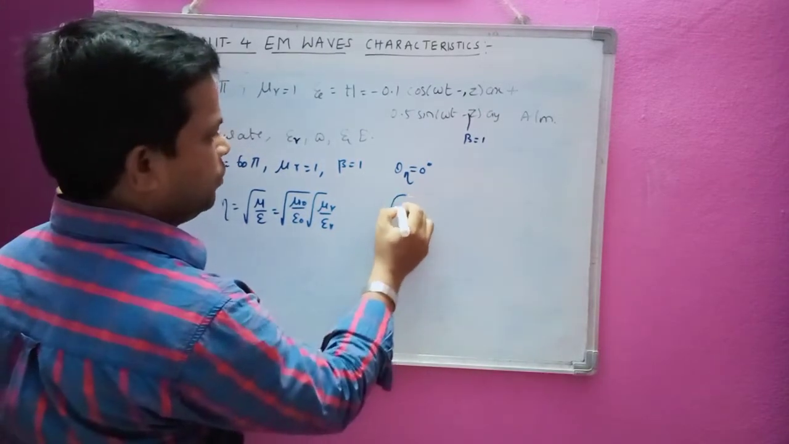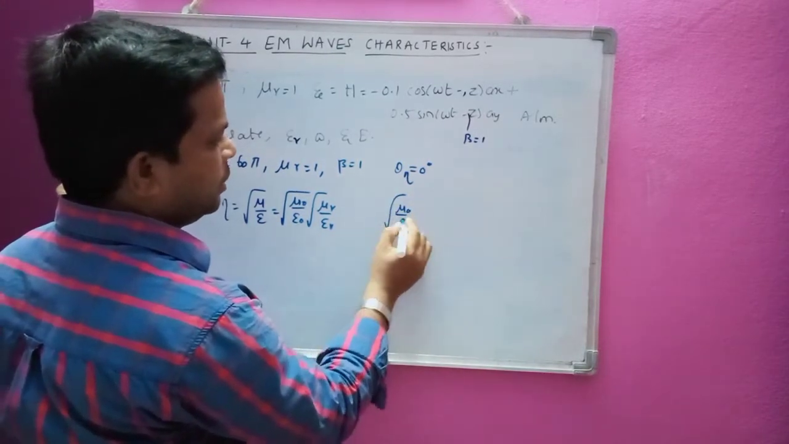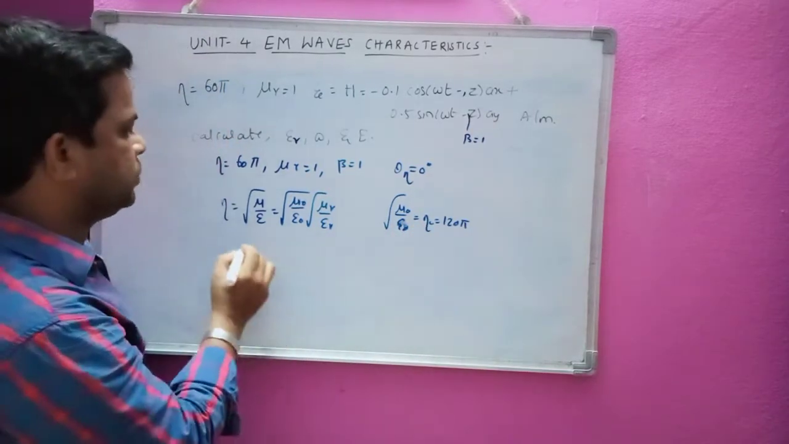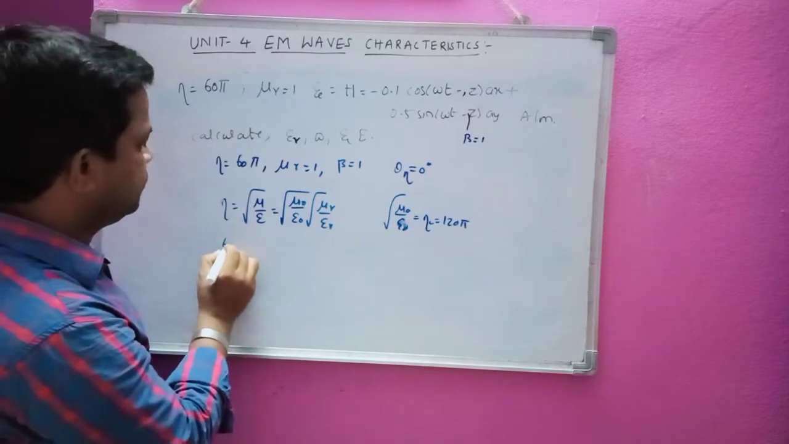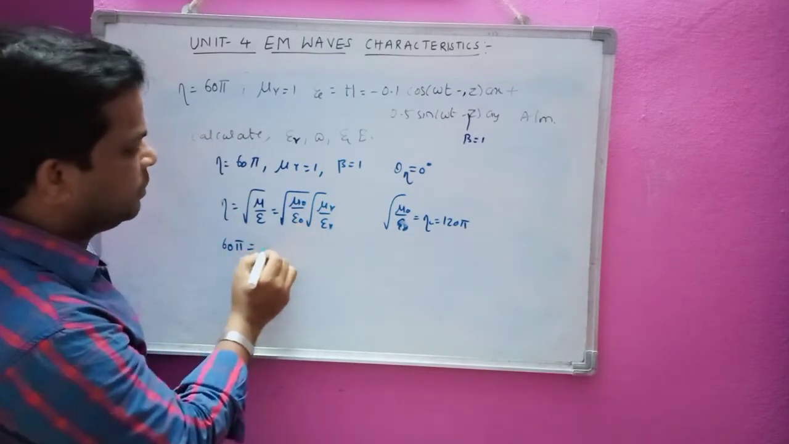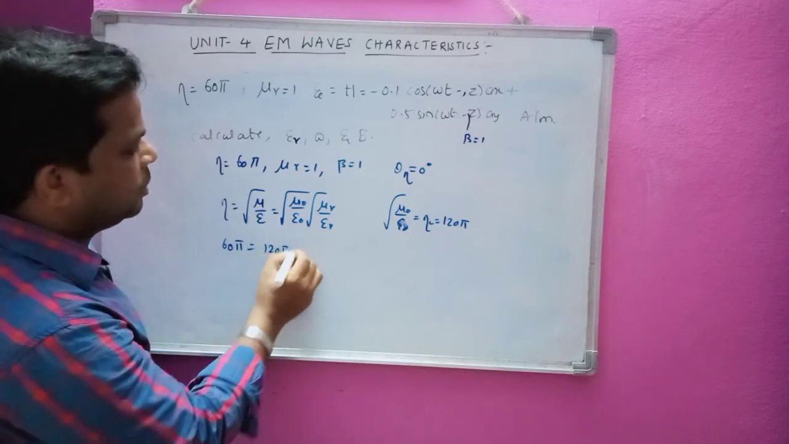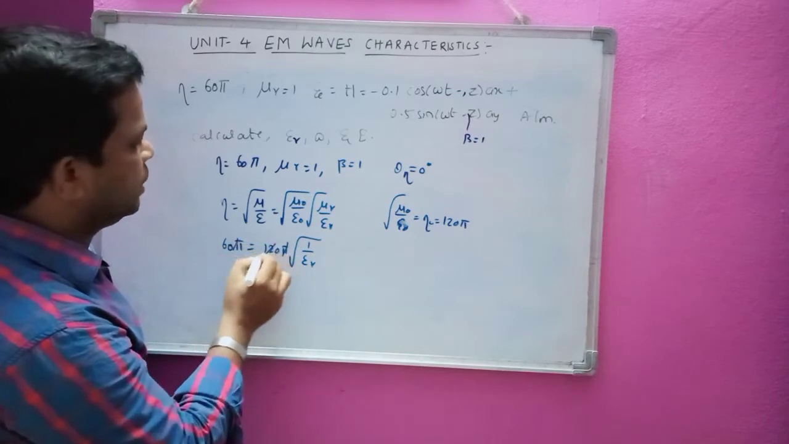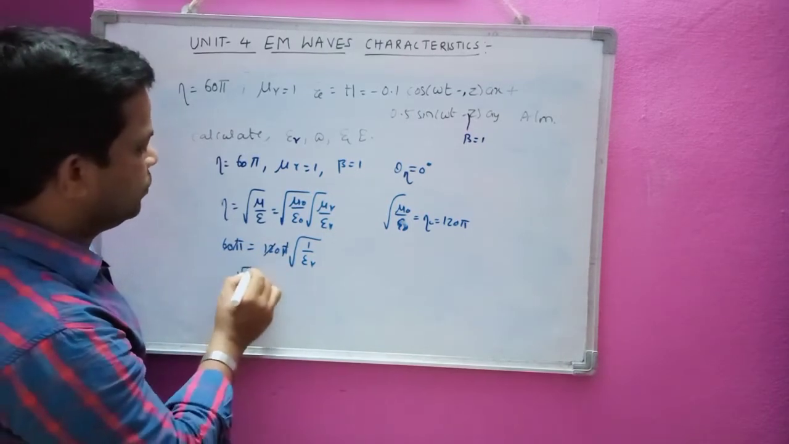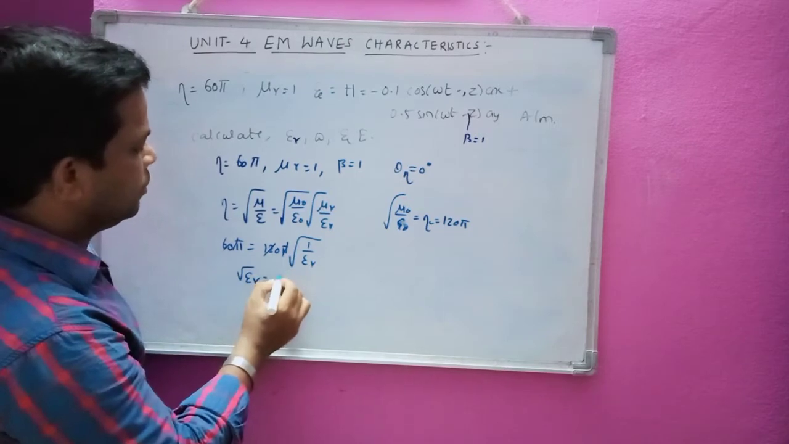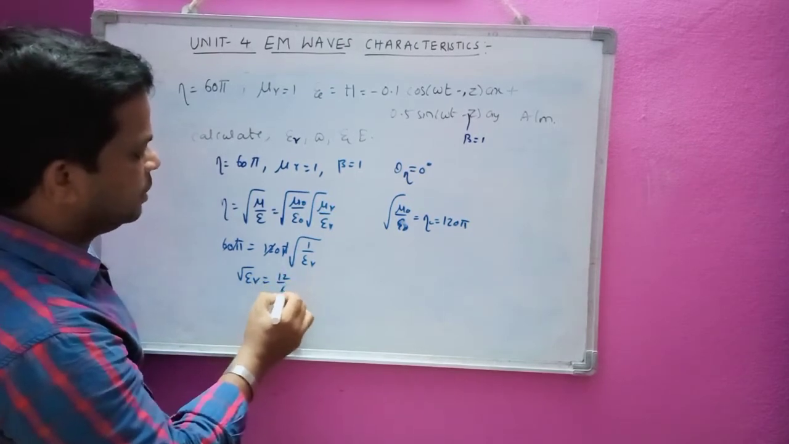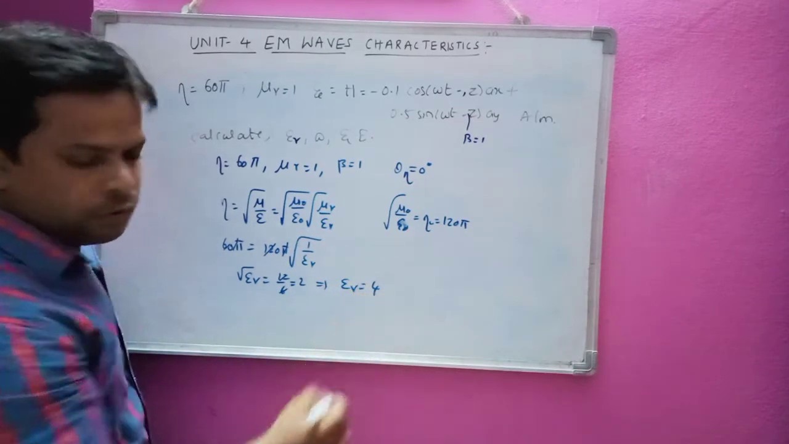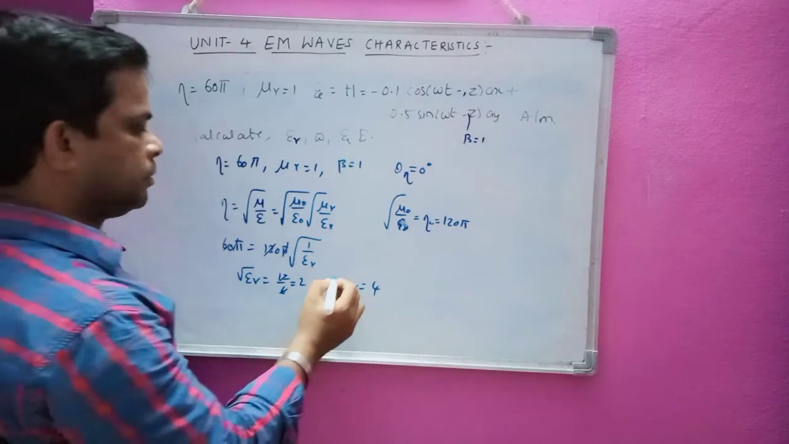The square root of mu naught by epsilon naught is eta naught, which is equal to 120 pi, the intrinsic impedance of free space. Eta is given as 60 pi, and square root of mu r, which is 1, by epsilon r. So I can cancel and get square root of epsilon r is equal to 120 by 60, that is 2, and if I square it on both sides I get epsilon r is equal to 4. So this is the value of epsilon r.